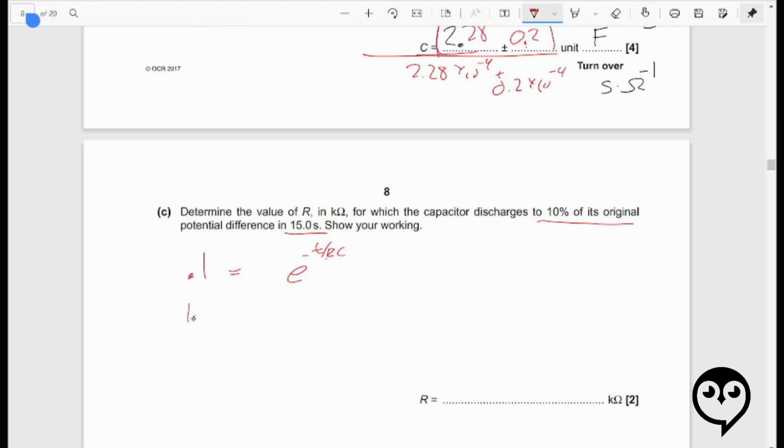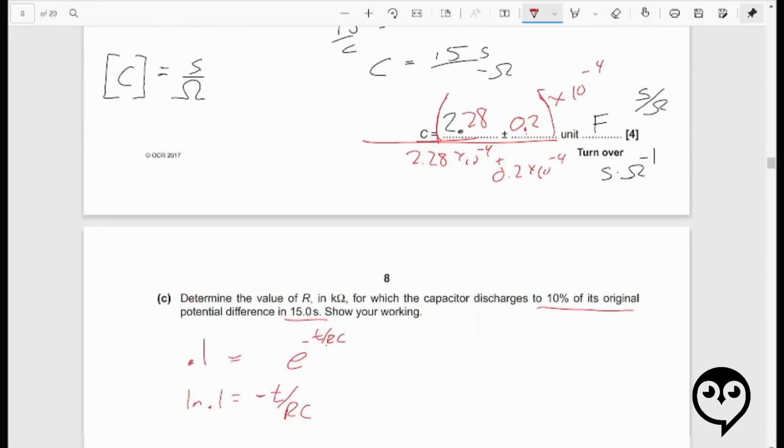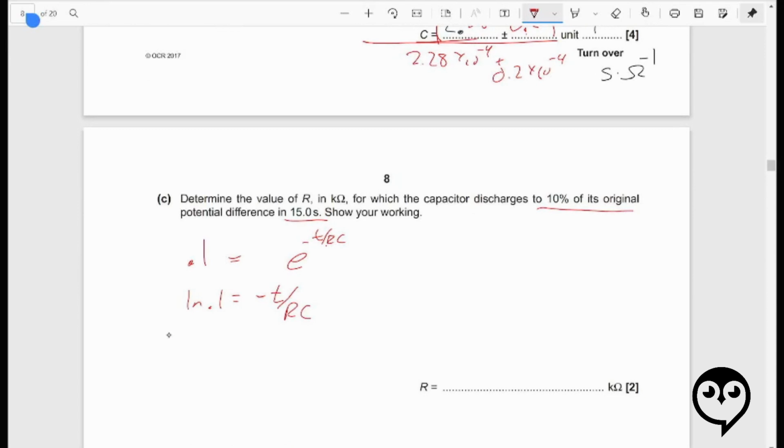And so we'll do ln of 0.1 equals negative t over RC. Of course, ln of 0.1 is going to be a negative value. We can plug in some values here, 15 seconds, and we'll plug in our capacitance as well. So I'm going to do ln of 0.1, it's negative 2.3, but I'm going to cancel out that other negative. I'm going to divide by 15 and multiply by 2.28 times 10 to the negative 4.